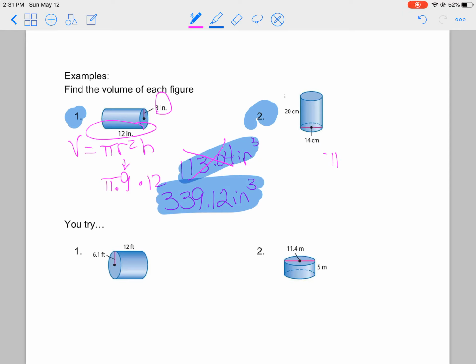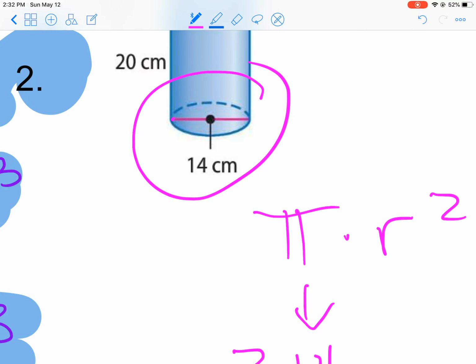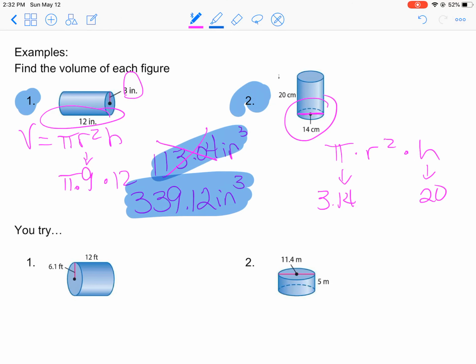Okay, write out our formula again. Pi times r squared times height. Okay, we have our height is 20. We have pi, 3.14. Radius squared. Okay, now this time you can see that they're saying 14 is the entire diameter. So we want to take half of that, which is the radius. Radius is half of d. Okay, so we will do 7 squared, which is 49. This time I won't forget to square it.